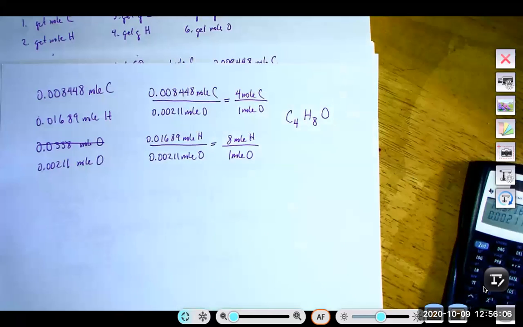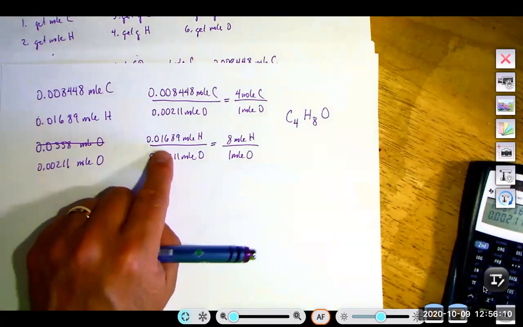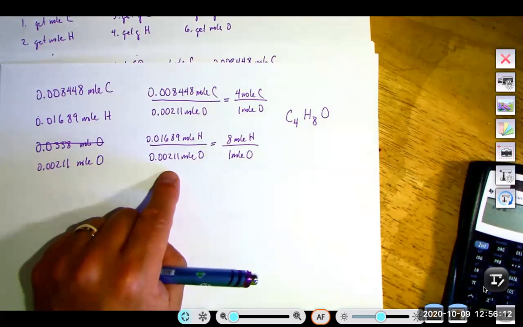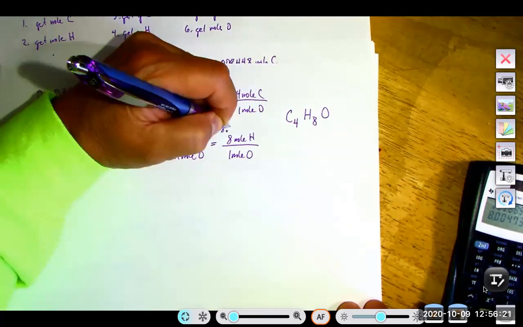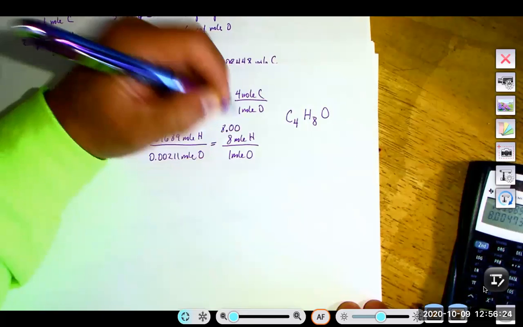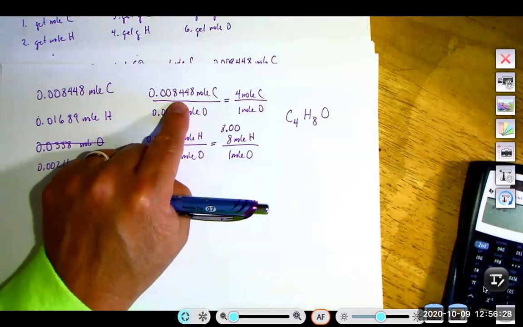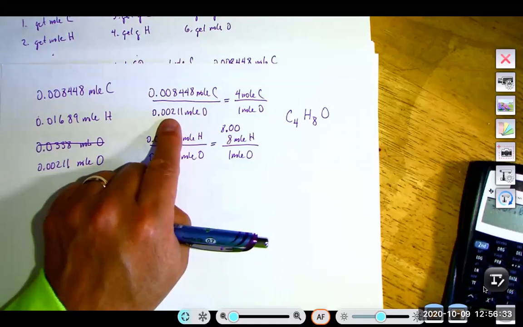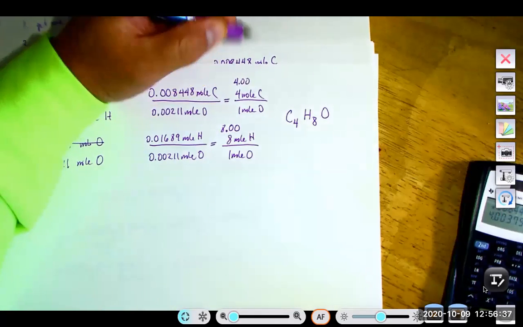And I'm going to go ahead and plug this into my calculator and double check to make sure that it does come out to be 8. And it actually comes out to be 8.00. So it does turn out to be 8. And I'll double check this one. And this actually comes out to be 4.00. So this is the empirical formula.